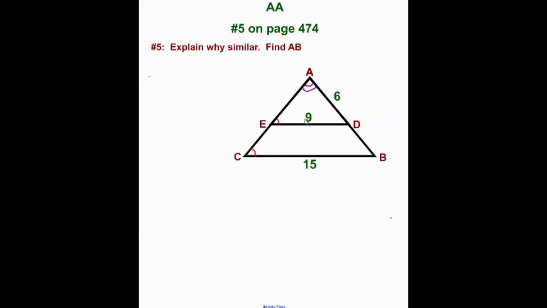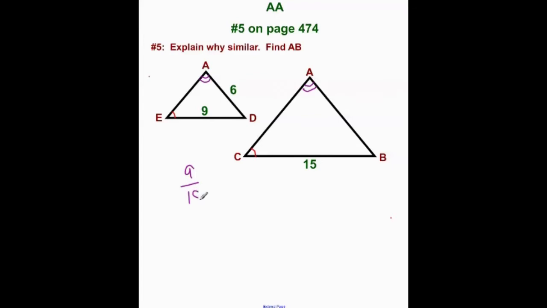Therefore, we know that we have proportional sides. I'm going to go ahead and move this triangle out of the way so we can get a better picture of what our sides look like. Now this is congruent to that, so I'm going to make sure I compare apples to apples, oranges to oranges. I can compare this one, ED, which is 9, to this one, 15, so I have 9 over 15. And since I've proven similarity using angle-angle, I can set up this proportion: 6 over whatever AB is. I'll write AB, call that X or whatever.